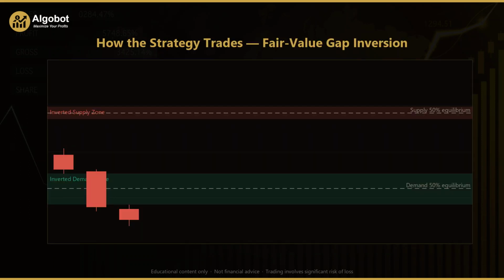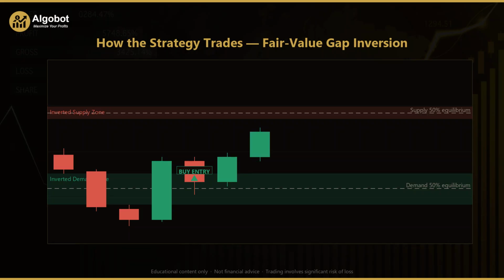Let's watch the strategy in action on this illustration. Reading left to right, price first drops sharply over 3 candles, leaving a bearish fair value gap, that untraded void between the candles. Then a strong bullish candle pushes straight back up and closes above the gap. That break inverts the imbalance into a fresh demand zone, shaded green, and the dashed line marks its 50% equilibrium. Now the strategy waits. On the next candle, price retraces down, and its low tags that equilibrium line. This is the continuation signal, and the buy entry fires.